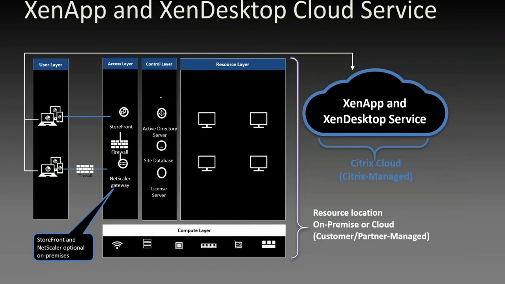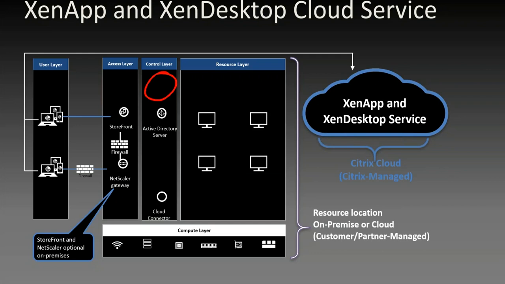We get rid of the delivery controller. So your delivery controller is gone. It's no longer on-prem. We get rid of the site database. So you no longer need to worry about the site database in place. Citrix will handle all of that for you. You don't worry about your license server. That's gone. The replacement for those are on the cloud.